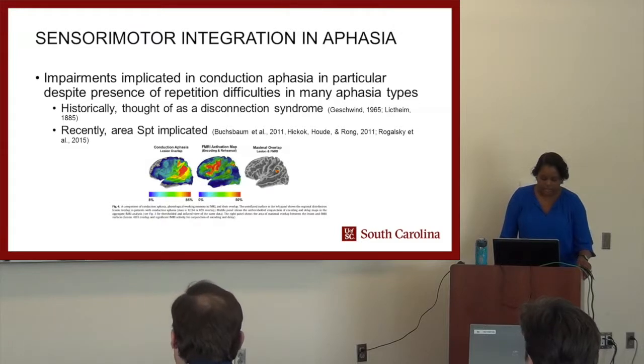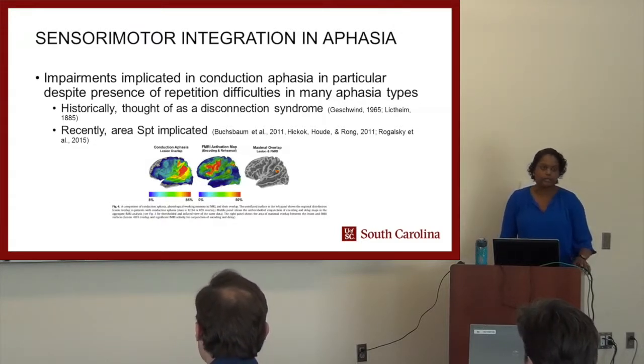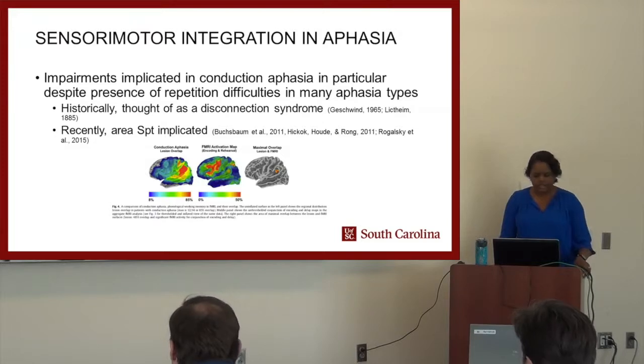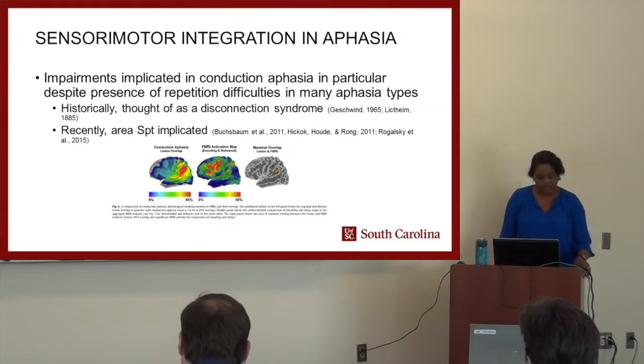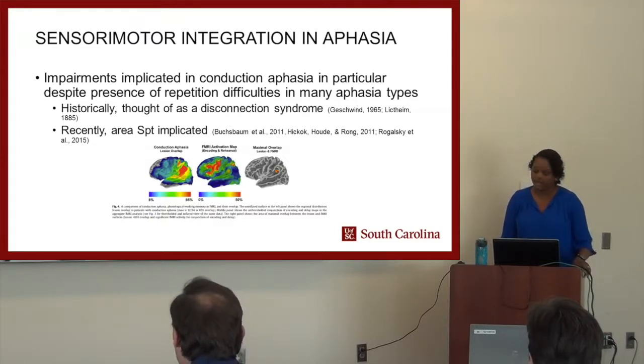It's a region in the posterior temporal parietal junction, and it's been shown to be active during both phonological short-term memory tasks as well as speech production tasks. And lesions to this area are associated with poor non-word and real word repetition, even after you account for damage to white matter pathways.